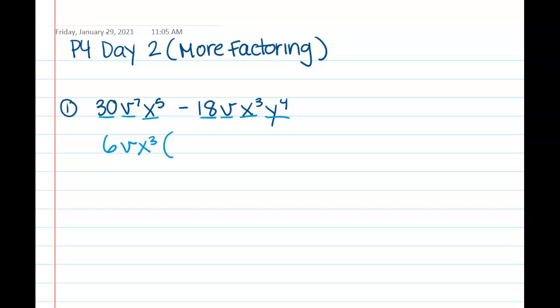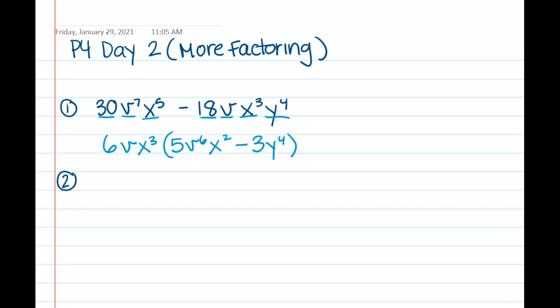So then for this first term, 6 times 5 is 30. V times v to the 6th is v to the 7th. X cubed times x squared is x to the 5th. Minus, let's see, 6 times 3 is 18. V times 1 is v, so we don't have any v terms here. And then x cubed times 1 is x cubed. And then we'll have our y to the 4th. So that's our answer.